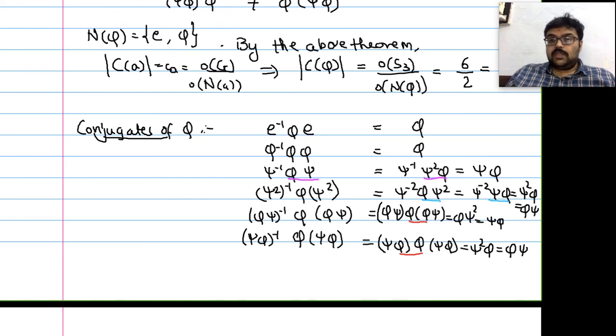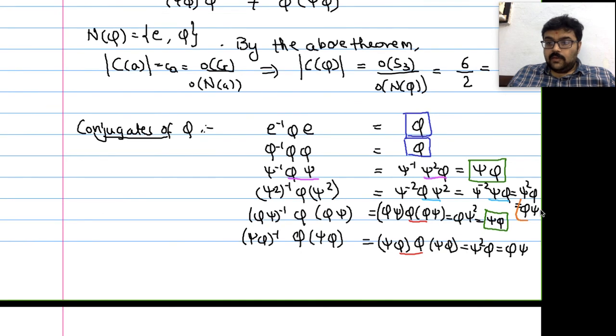One is phi. Phi here is also phi. So phi is of course a conjugate of phi. Another is psi phi. And the other one is phi psi. So you see each one is repeating twice. That is also another observation which we cannot generalize, but at least we are getting 3.